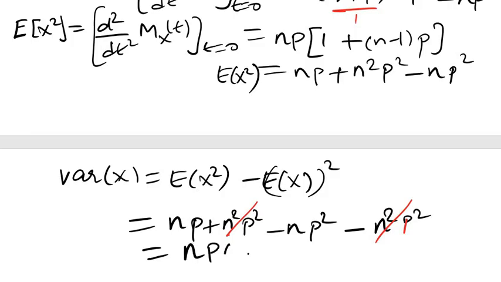np as common. To take np as common, we get 1 minus p, right? And we know that p plus q equal to 1, so 1 minus p is equal to q. You can write this as, the variance is npq.